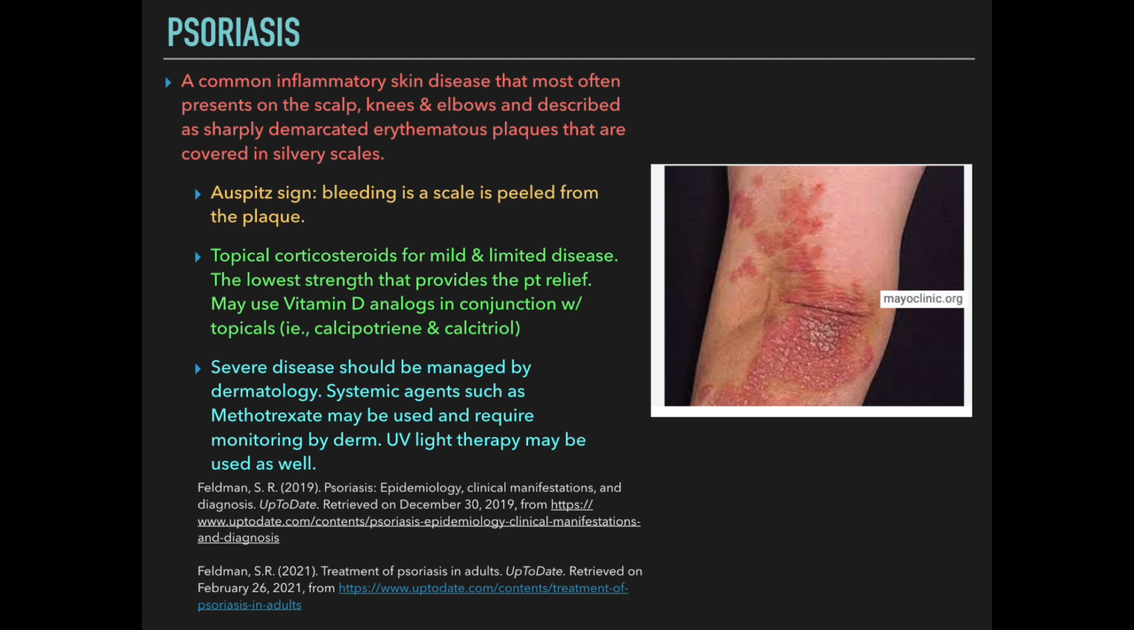Topical corticosteroids for mild and limited disease are going to be the mainstay. The lower the strength that we can give that provides the patient the relief, the better. We can also add on vitamin D analogs as well, and I have a few listed there for examples. However, severe disease is going to require more systemic agents such as methotrexate, and that needs to be left to dermatology because it requires some very close monitoring. Also, UV light therapy is an alternative for treatment as well.